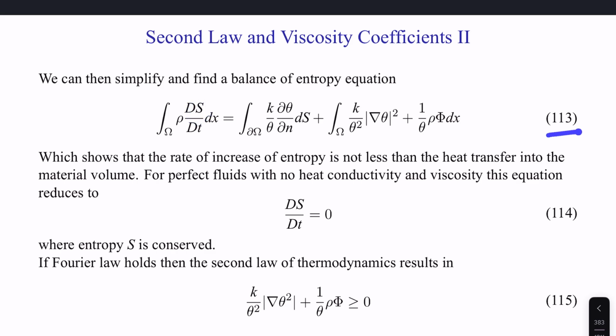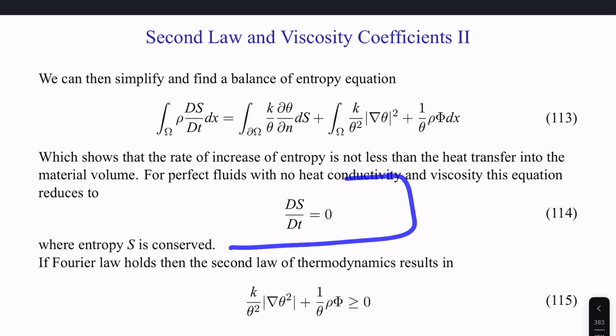What does this equation really show us? It shows us that the rate of increase of entropy is not less than the heat transfer into the material volume, or the fluid parcel. If we believe that the fluid is perfect, like Leonhard Euler would say, then there's no heat conductivity. If there's no heat conductivity, and the viscosity is 0, we'll find this equation, that the material derivative of the entropy is 0, which is good.